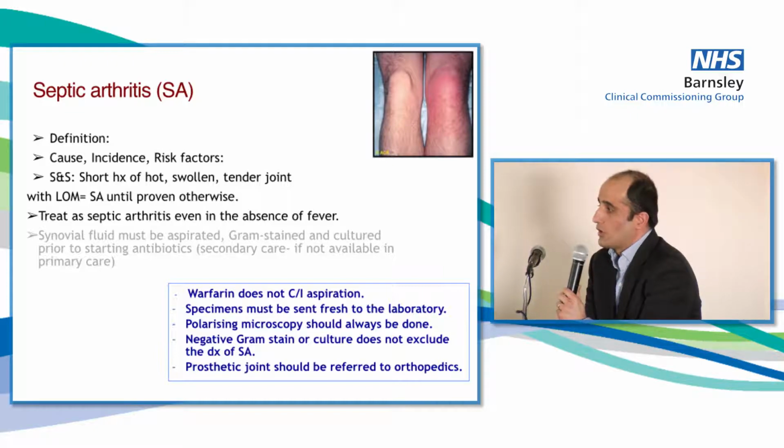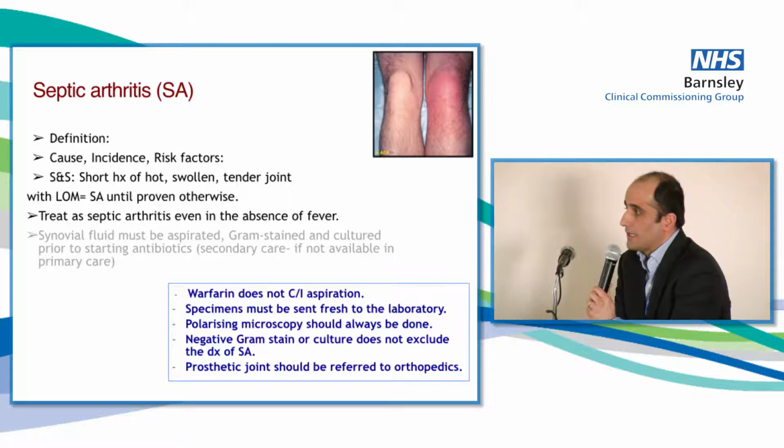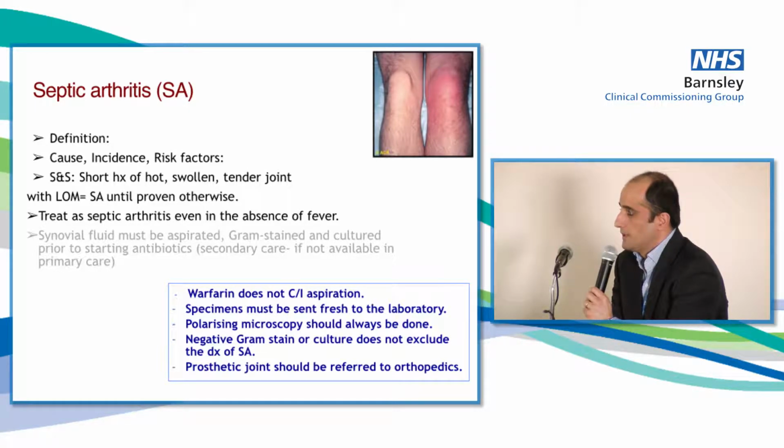You send the specimen for culture and sensitivity, and in addition polarized microscopy. This is to exclude crystal arthropathies. Meanwhile, a negative Gram stain and culture does not exclude septic arthritis. If the patient has a prosthetic joint, such as a knee replacement or ankle replacement or whatever joint, it is better to be dealt with by orthopedics.